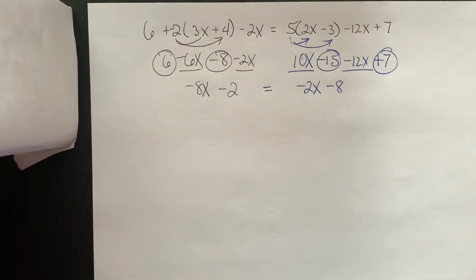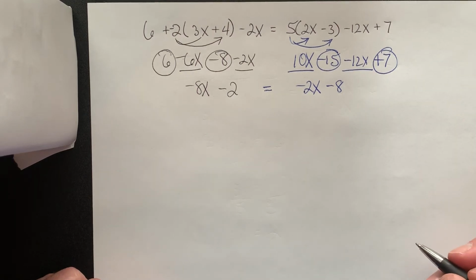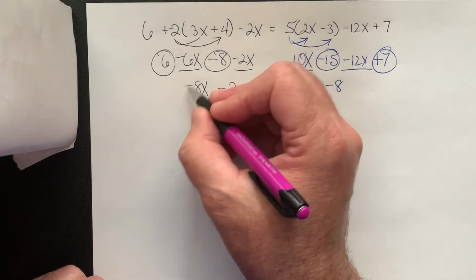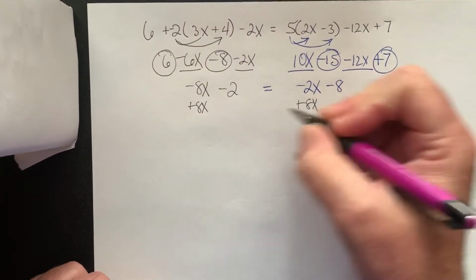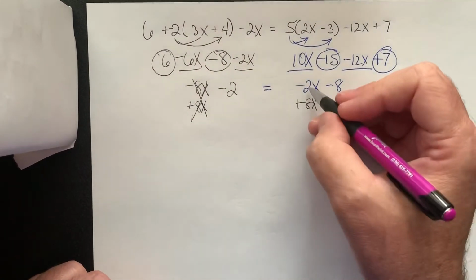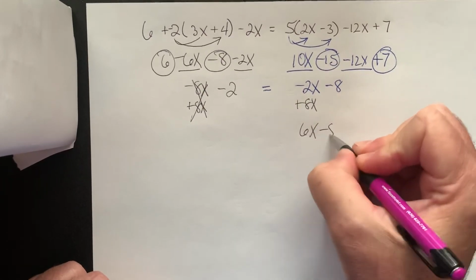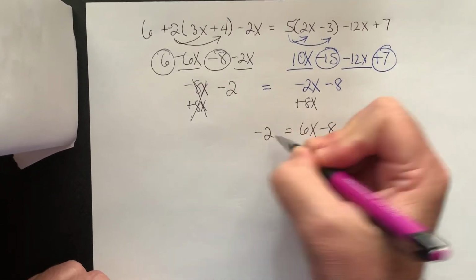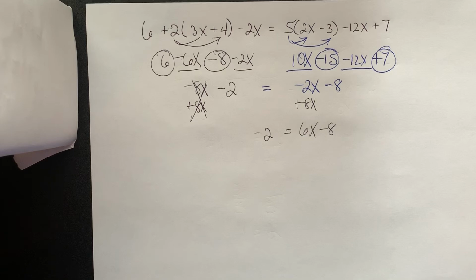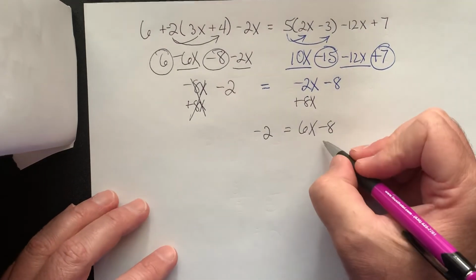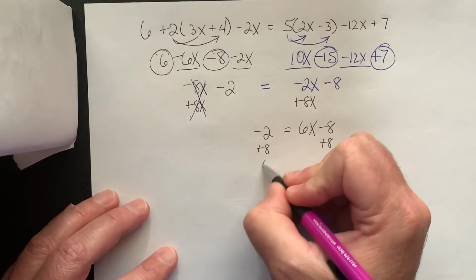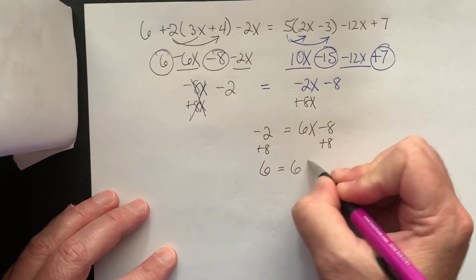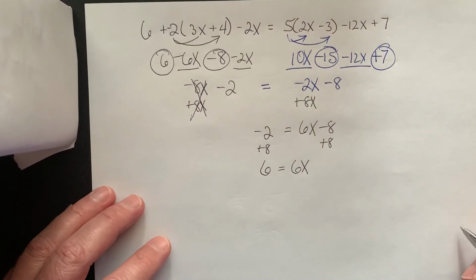All right, now what you should notice, you have variables on both sides. Variables on both sides. All right, so which one are we going to get rid of? I'm going to get rid of this negative 8x. I'm going to add 8x here, add 8x here. There we go. On the right, we're going to have 6x minus 8 equal to negative 2. All right, 2 more steps, and we are done. Add 8, add 8. Now on the left, we're going to have 6, and that's going to be equal to 6x. All right, last things last.